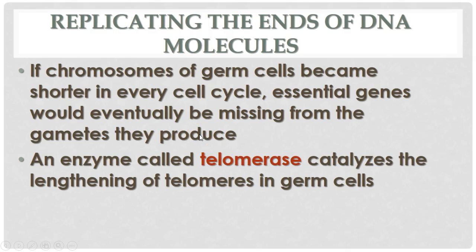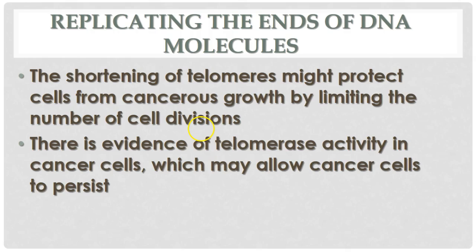There is an enzyme called telomerase that can catalyze the lengthening of telomeres. This occurs mostly in germ cells. Those are the cells that produce the gametes. And so, because those would definitely be a problem for the gametes that they produce. And so, this could prevent cells from becoming cancerous by limiting the number of cell divisions.